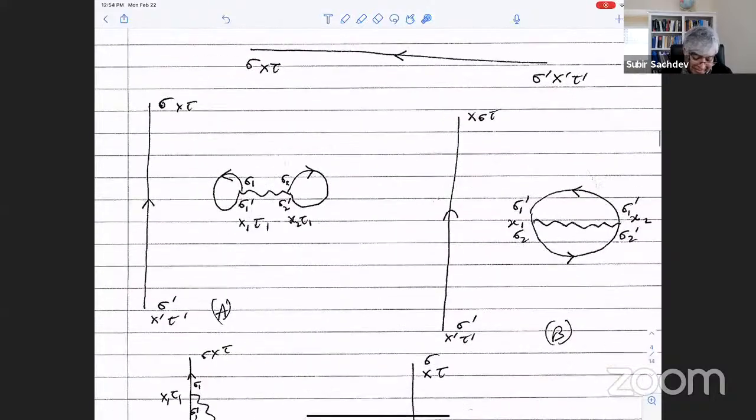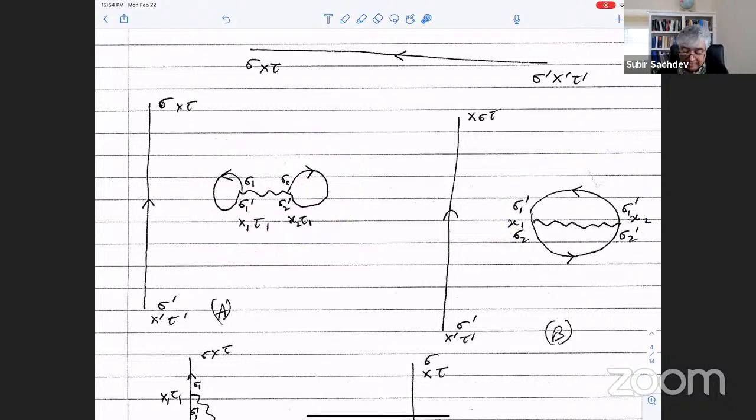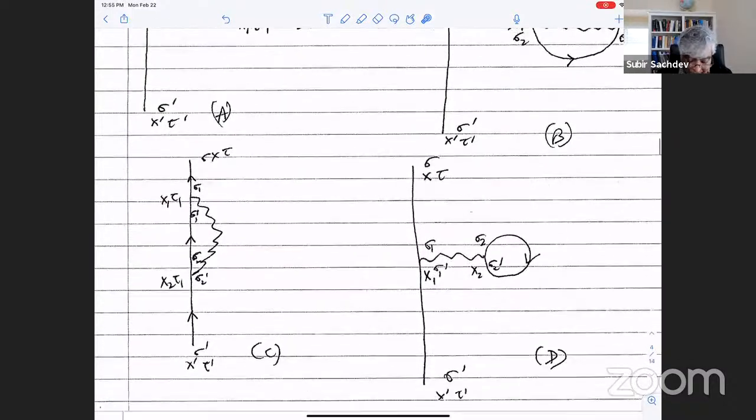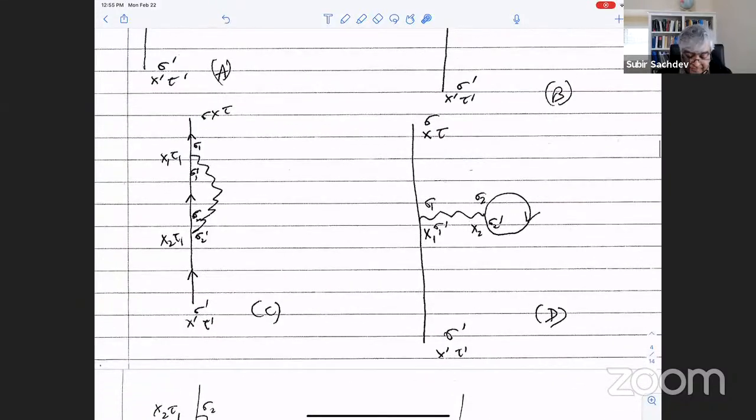It's this disconnected diagram. By the same rule, you can see diagram B is this thing where now you go across. This is sort of like the Hartree term. This is sort of like the Fock term when we're taking expectation values of the interaction. These are disconnected diagrams and we'll see very quickly that those are not so interesting. Now we had four other diagrams. Those are much more interesting.